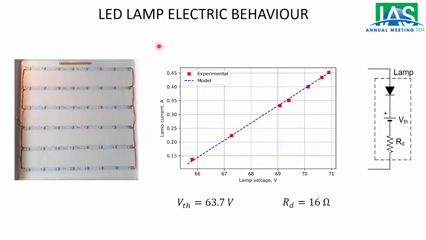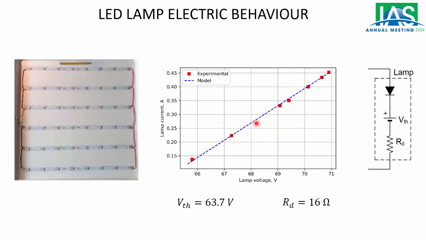So in order to do the design of the converters, we need to first characterize our LED lamp. So this is the behavior of this lamp. Here we have the current through the lamp in amperes, and here the voltage across the lamp in volts. So we obtain several points at the laboratory. These are these red squares. So the model is the dashed blue line.